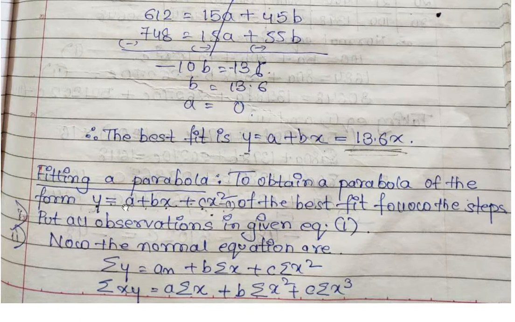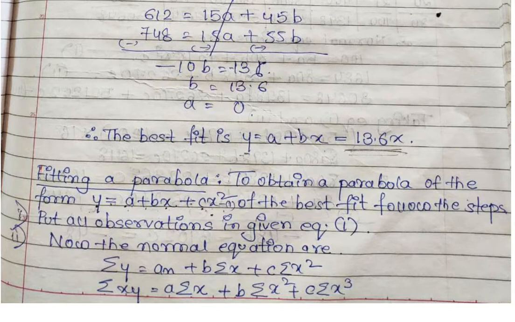Now you can see that obviously a, b, c, these three are arbitrary constants. So you have to find three values a, b, c. To get three values you have to construct three equations. Okay, so summation y equals summation a plus summation bx, that is the first equation. It will be summation y equals a n plus b summation x plus c summation x square.